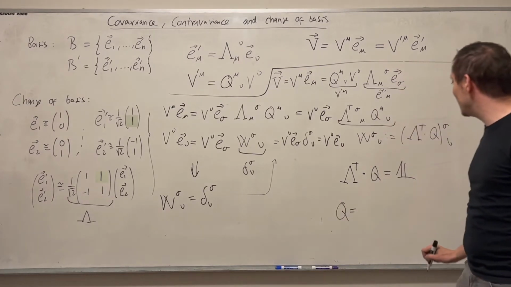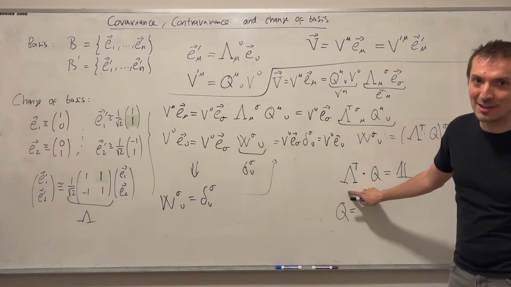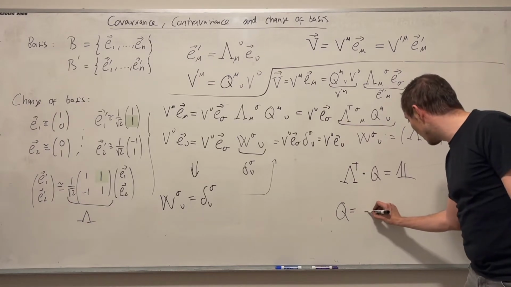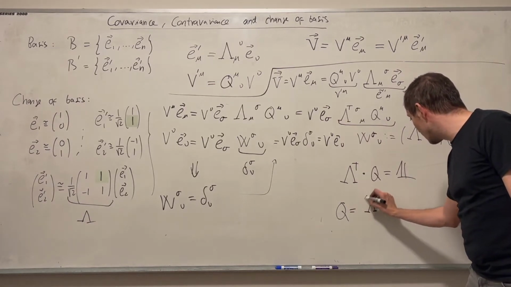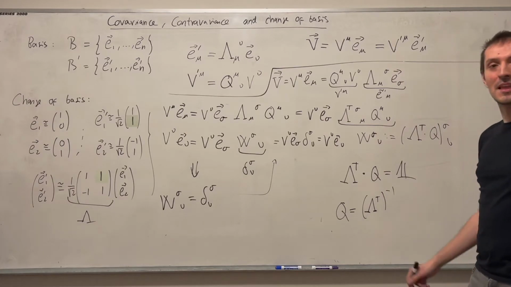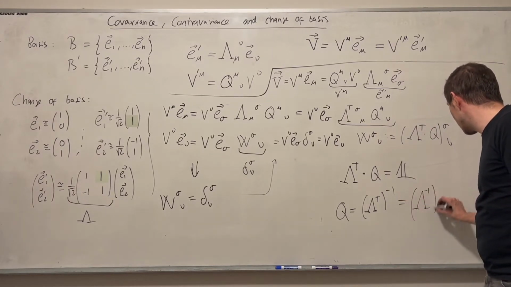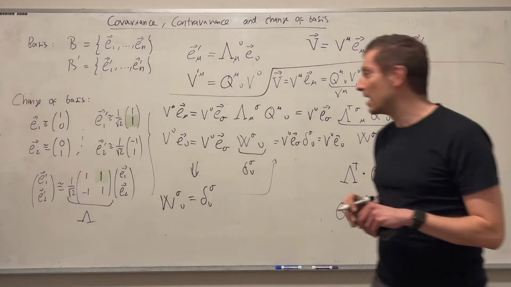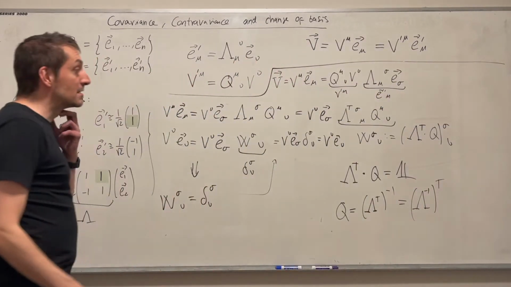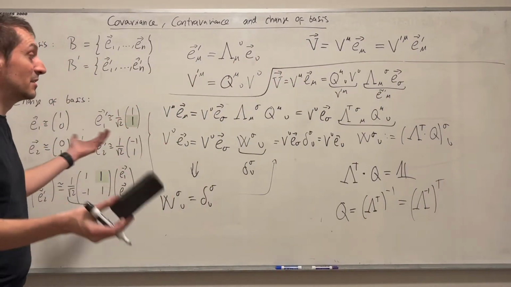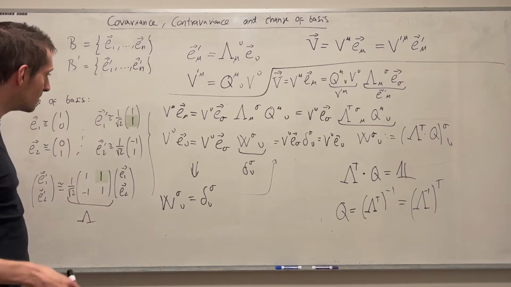Q has to be the matrix that is the inverse of lambda transpose. So it's lambda transpose minus 1. Or if you want, which is the same, lambda minus 1 transpose. It's the same thing. All right, so because change of bases are invertible, the inverse always exists.